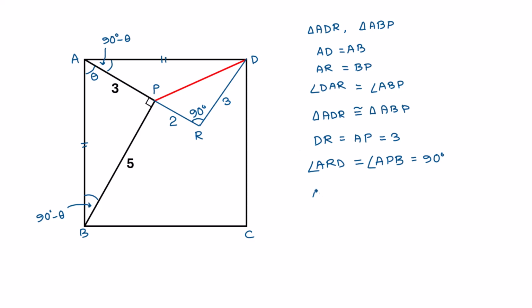So in triangle PRD, this is a right angle triangle. So applying Pythagoras theorem to here, this PD is hypotenuse and PR is height and RD is base. So we can write this PD square is equal to this PR square plus this RD square.